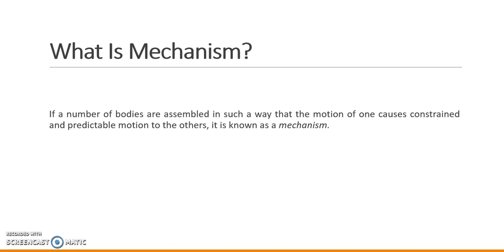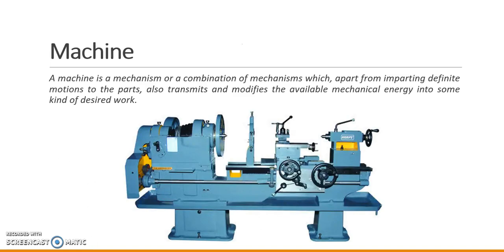Now what happens if we combine different mechanisms and form a system? That is called a machine. This is the picture of a lathe machine. In a lathe machine you observe that different mechanisms are combined to form a system. This is called a machine. What is the exact meaning and purpose of a machine? It is used to transfer both motion and power from one point to another point.